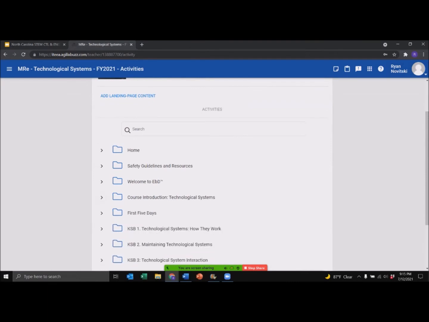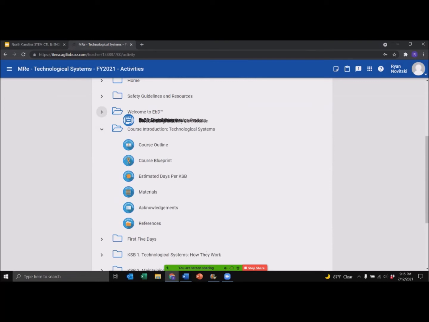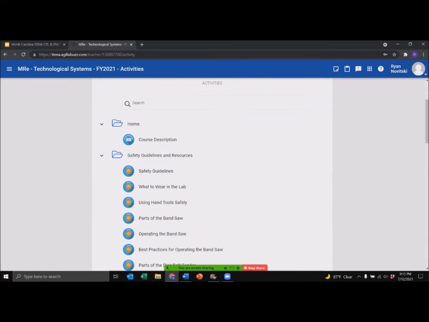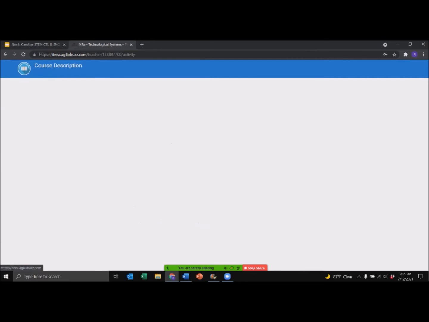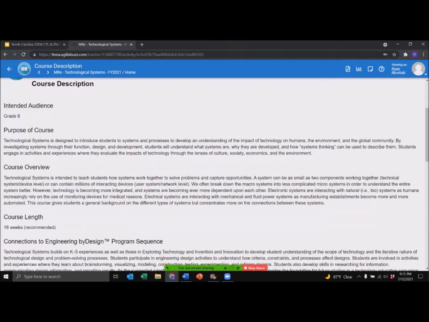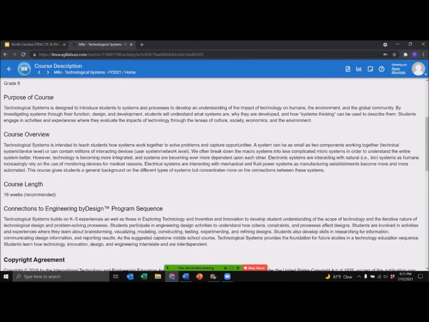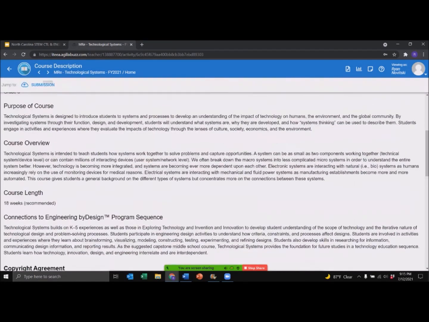I'll go over some navigational points. When I left click on this caret, or that caret, or this one, or that one, they drop down into particular segments, such as our course description on what Technological Systems is completely about, our purpose, the overview, recommended course length, the connections to the program sequence, as well as a copyright agreement.